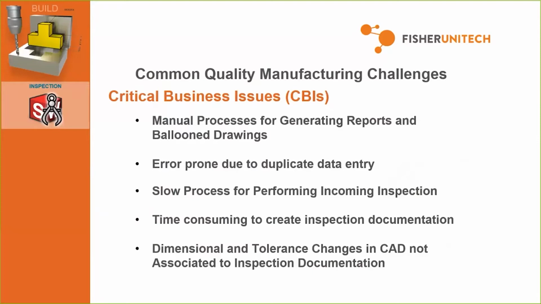Because of that, you're also going to be error prone from duplicate data entry. We all know that it's slow, it's time consuming, and on top of that, there's no parametric association between any of the files. So if your dimensional tolerance changes in your CAD data from Rev A to Rev B, they're not associated with your current inspection documentation. And we're going to see that SOLIDWORKS Inspection addresses this in most cases.